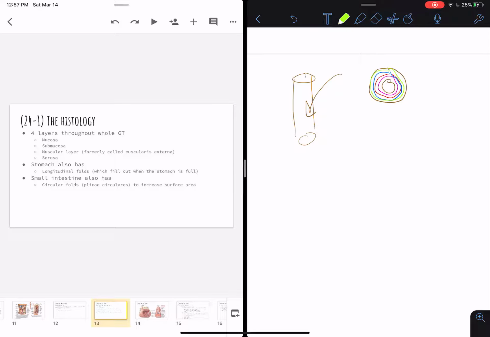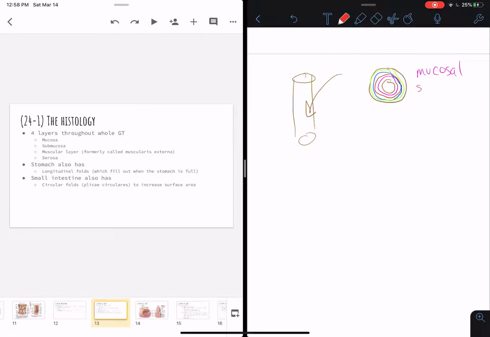In some areas, we might have a little thicker version of one layer versus another layer. In another area, we might have some specialized glands in one layer, but not in another area. So it's important to understand these 4 layers before you start learning what's going on at each individual level. So the 4 layers, from deepest to most superficial, you have the mucosa, or mucosal layer.